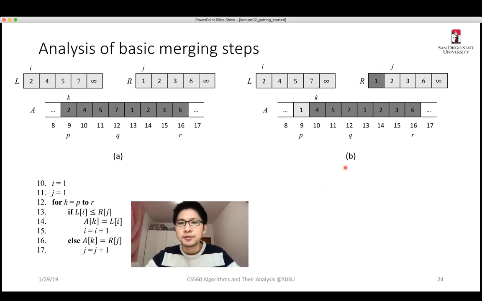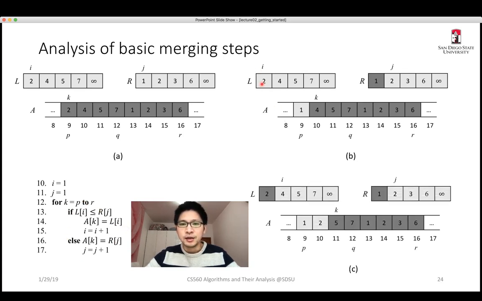Okay, so the next step, we need to compare the top elements in R and L again, which is 2 and 2, because they are equal. So according to how we arranged the if and else statements, we just copied L1 to A2 and this time increment I by 1. Okay, so this is the first step of the merging operation.